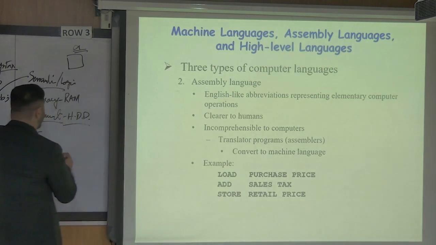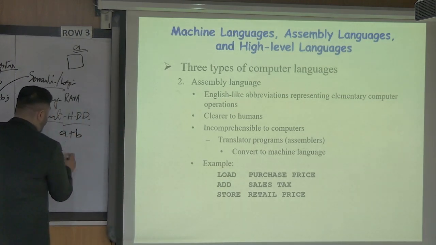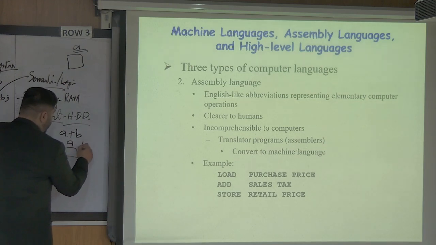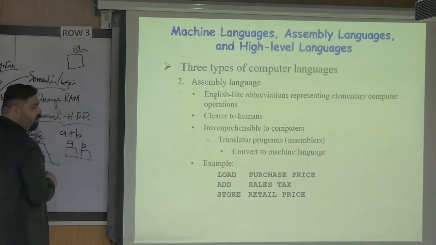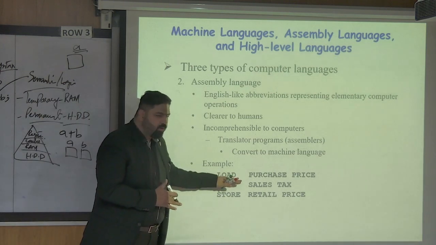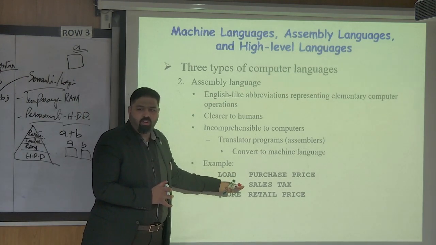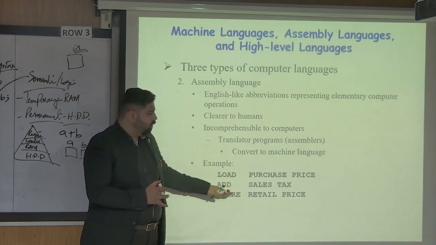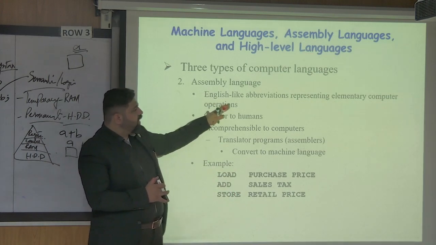It is just like if we want to do A plus B, तो first of all हम A में लोड करेंगे, फिर B में लोड करेंगे, फिर A plus B करेंगे. 3 operations. So such type of operations in which we are only allowed to do one operation at a time are called elementary operations. So it says English-like abbreviations.